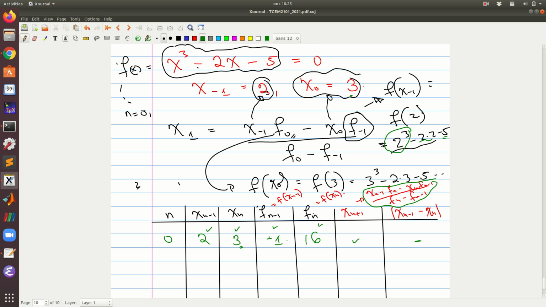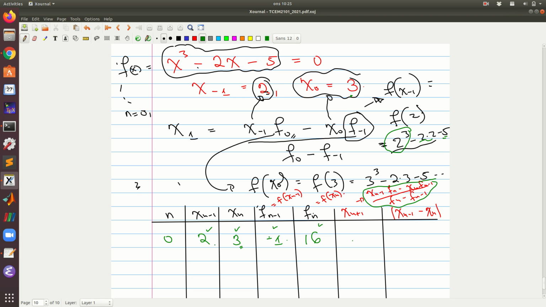And then here, of course, since it's the first, we don't have the error here. Okay, we can't compute the error because it is xn minus 1 minus, oh, we can compute the error. We have xn minus 1 minus xn. What is that?